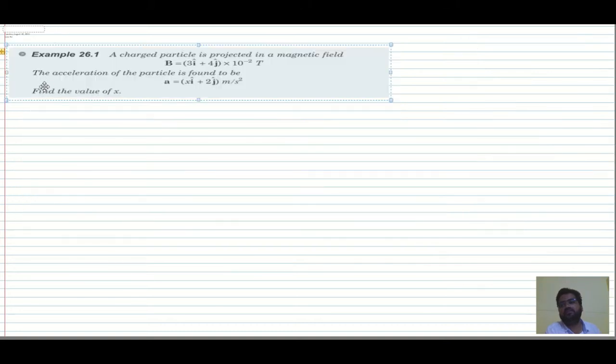Now the next one, we have one example over here, and it is given: a charged particle is projected in a given magnetic field. The acceleration of the particle is found to be this one. Find the value of x.